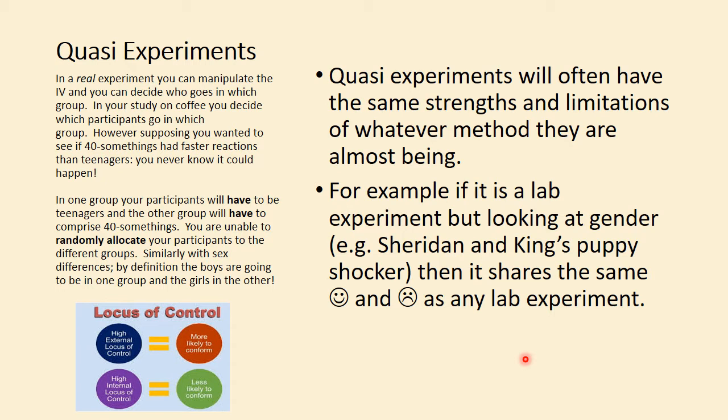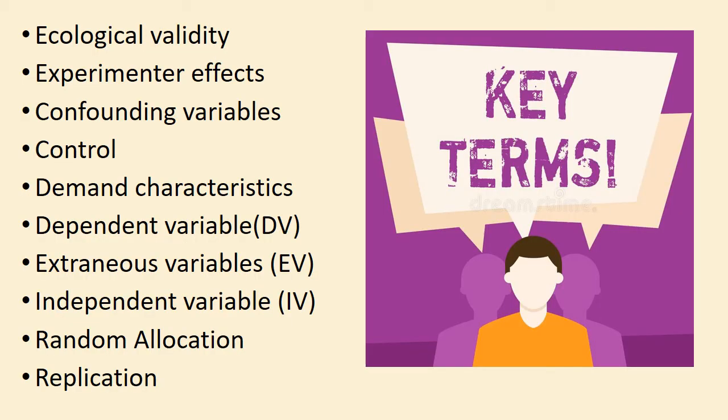The other thing to consider is whether or not the participants have been allocated. If they have been randomly allocated, the chances are it is a lab experiment, because that's the only one where you can randomly allocate participants to a condition. You need to know these key terms: ecological validity, experimental effects, confounding variables, control, specifically what does control mean in an experiment, demand characteristics, the DV, the IV, extraneous variables, random allocation, and replication.